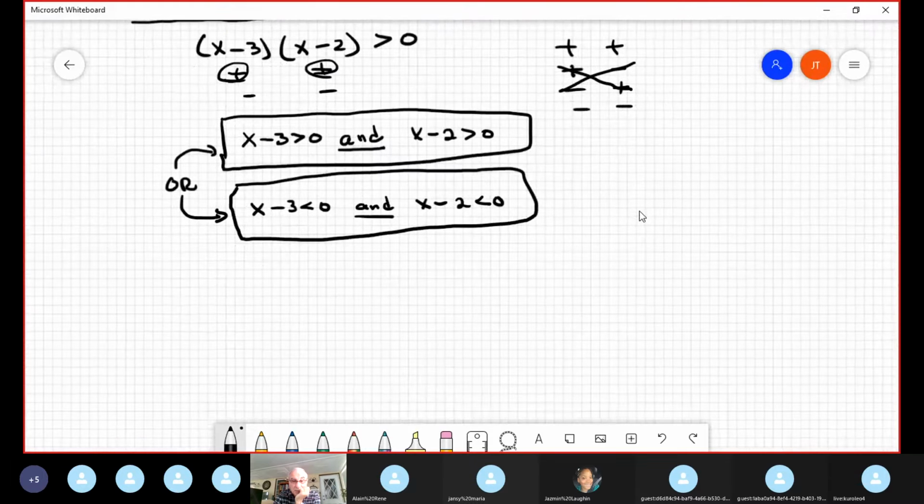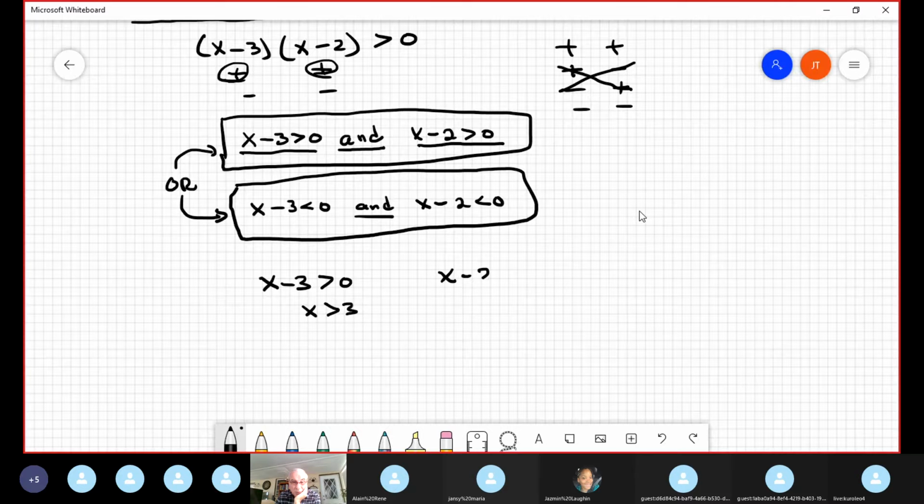Let's solve it separately. Remember, a compound inequality is super easy. Suppose x minus 3 greater than 0. I solve that part first: x greater than 3. And that part is x minus 2 greater than 0, so x greater than 2. We connect them by AND, and AND means intersection.